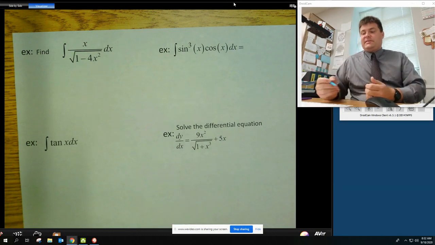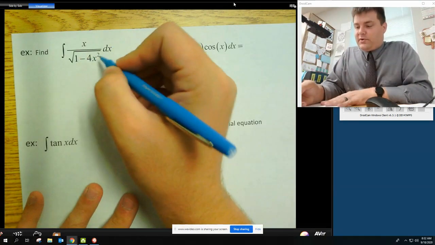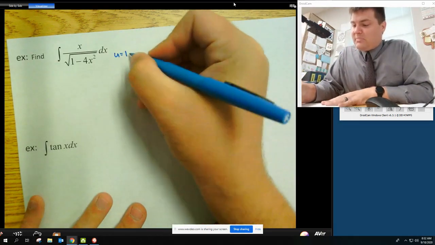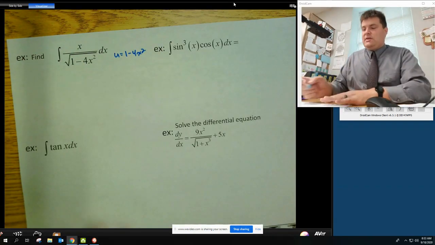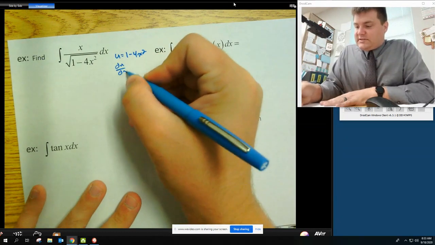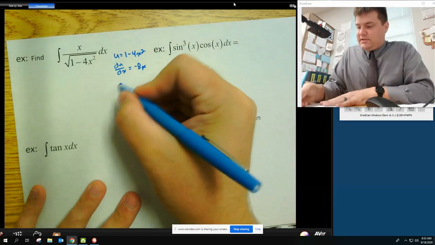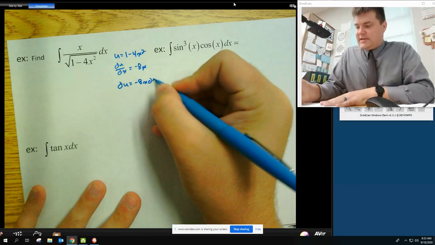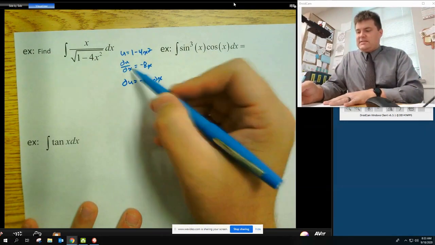Again, you want to pick something that's inside of the function. So 1 minus 4x squared is inside of a square root, so that's probably a good try. It's totally possible that it might not work out, and that's okay. You're just going to try something different then. When I take the derivative of this, I'm going to get du over dx equals negative 8x. So du is going to equal negative 8x dx. Now I'm just going to give you a heads up. Typically when people do U substitution, they skip this middle step.